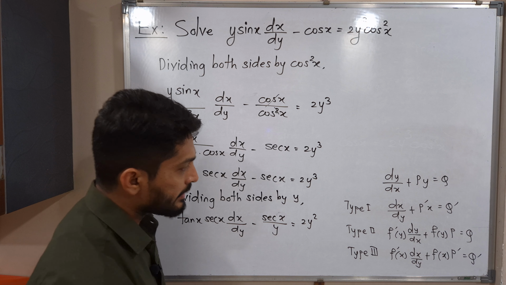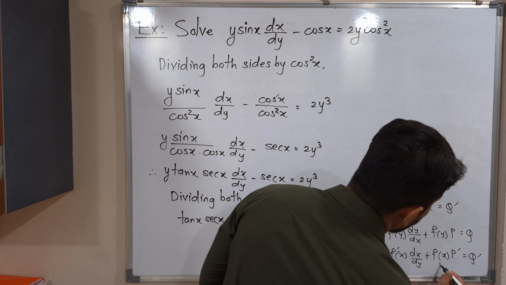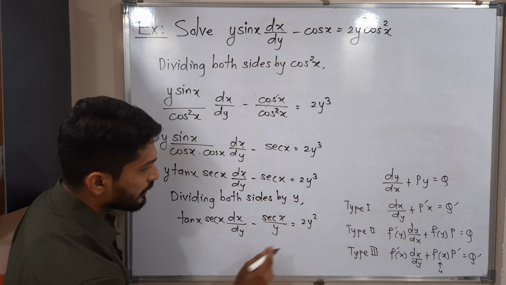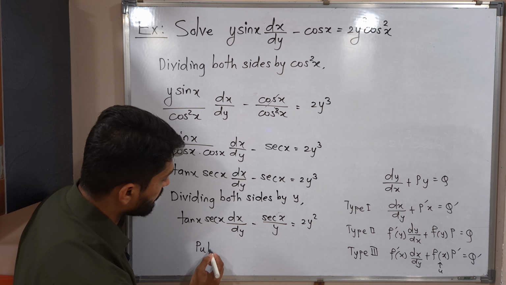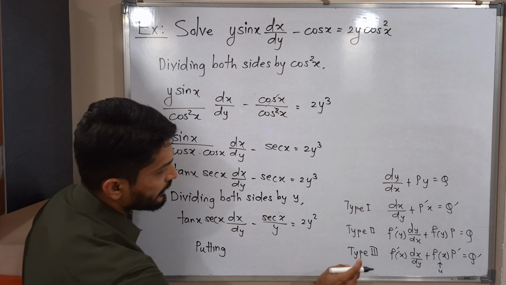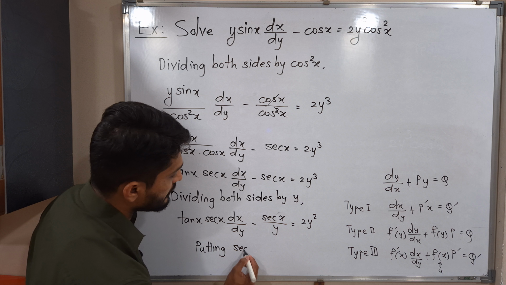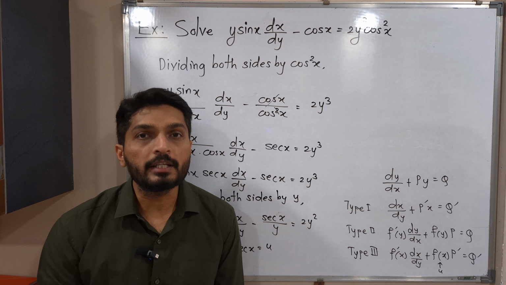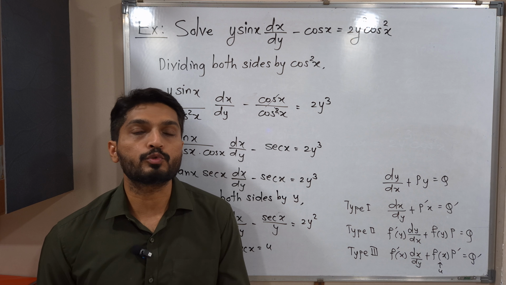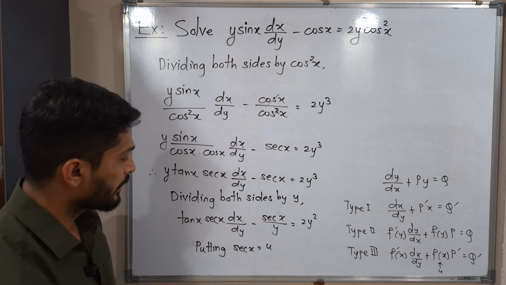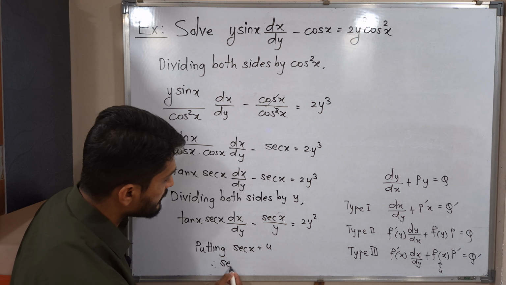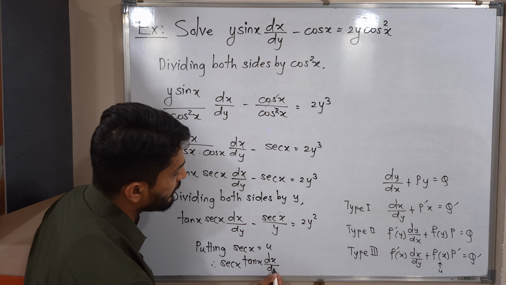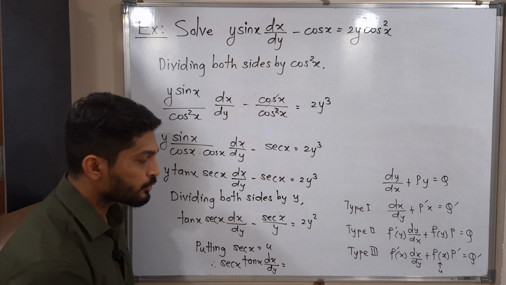Okay. So in type 3, what do we do? We put f of x is equal to u. This is a very simple method. What is f of x? F of x means here sec x. So that's why I'm writing sec x is equal to u. So in case of a differential equation or in case of integration, when we put anything, the first task is to find its derivative. So let us find the derivative. Derivative of sec x is sec x into tan x, but again derivative of x with respect to y, so dx by dy.